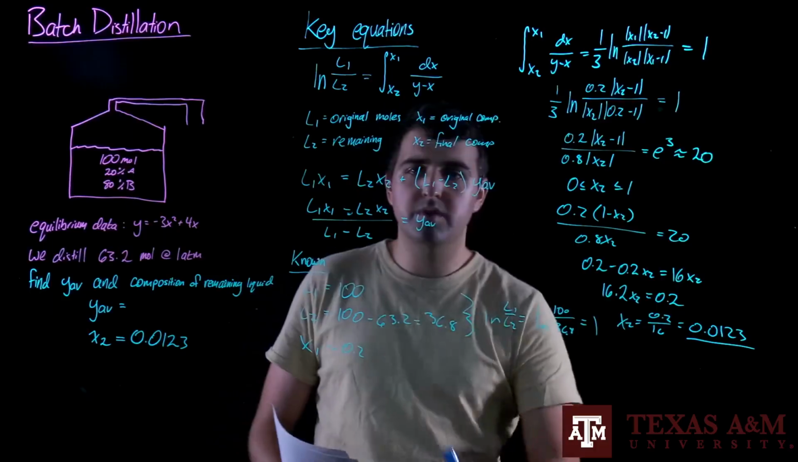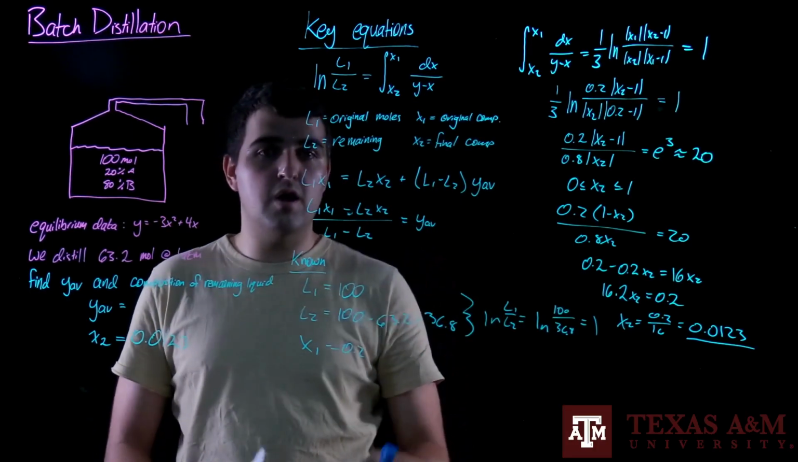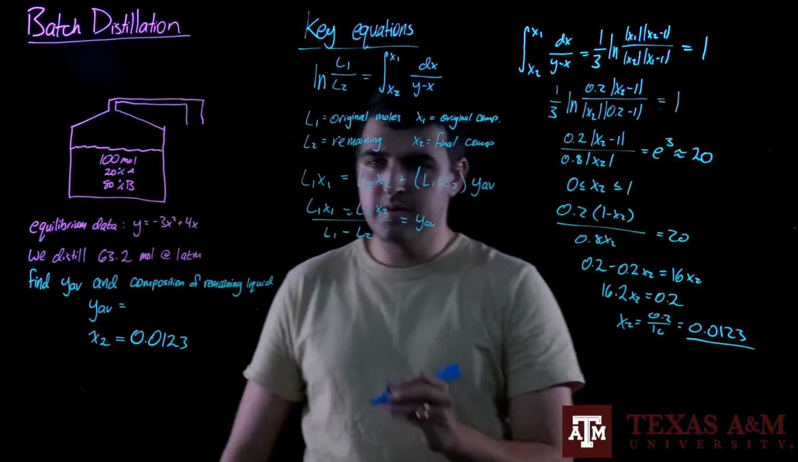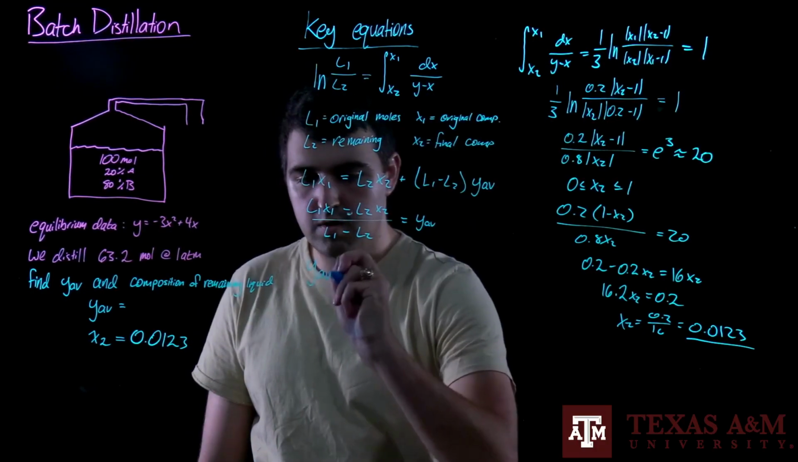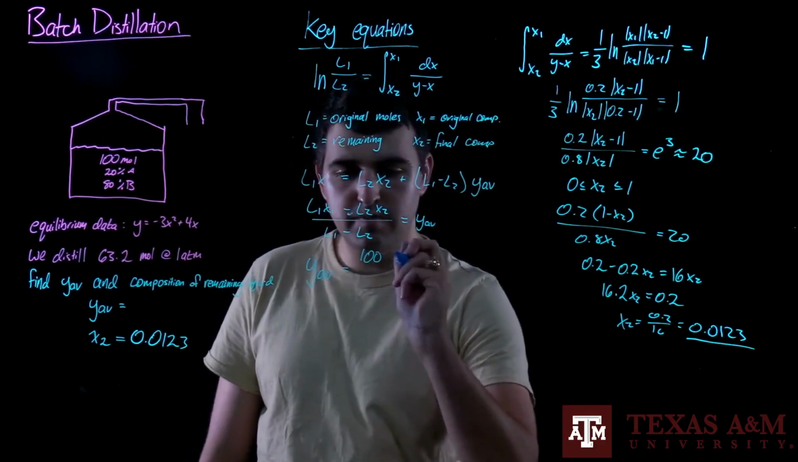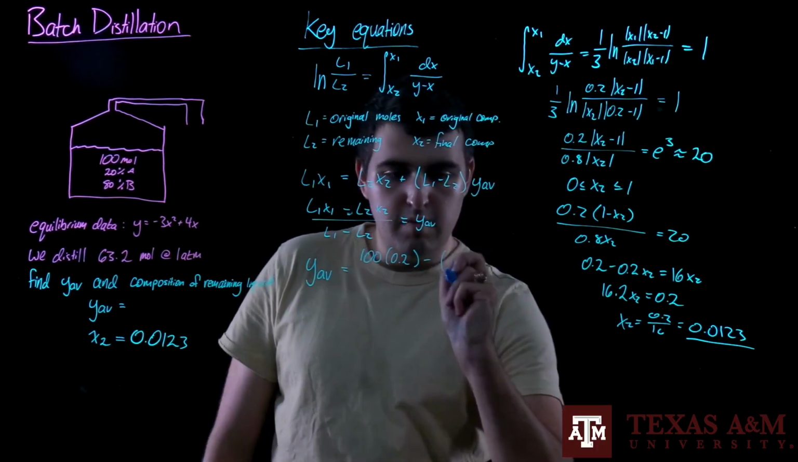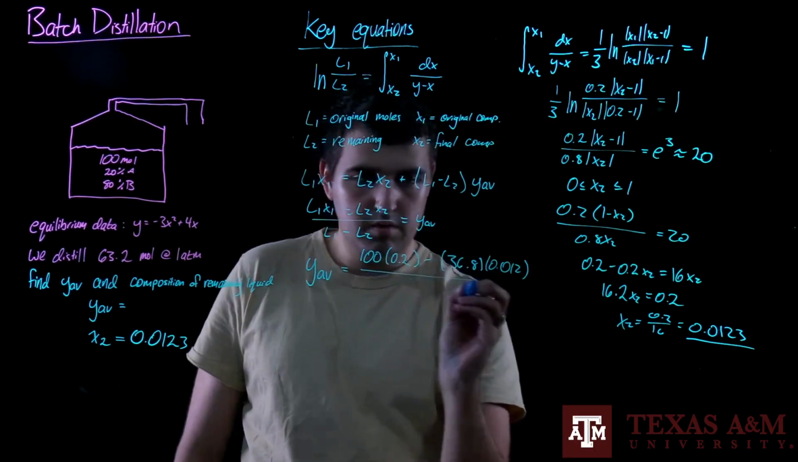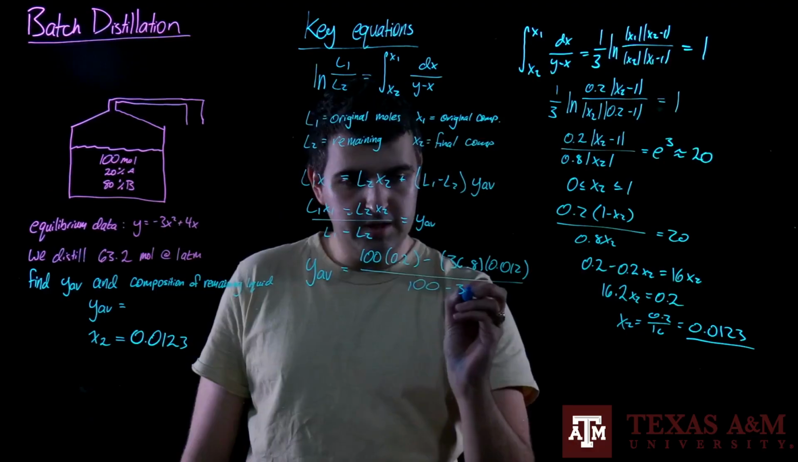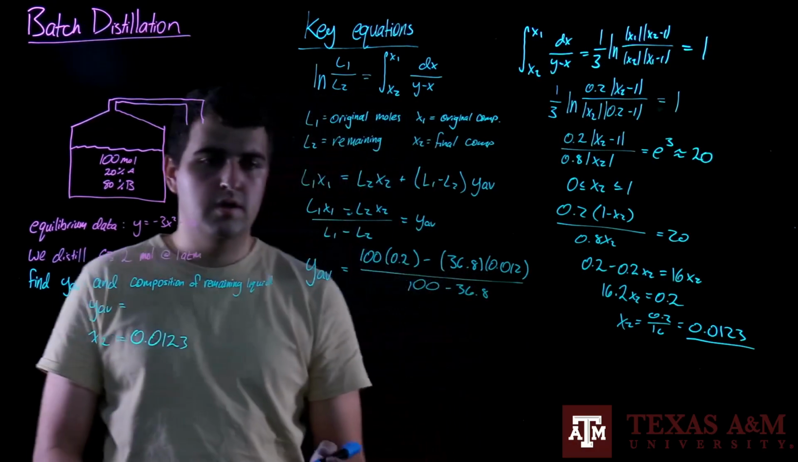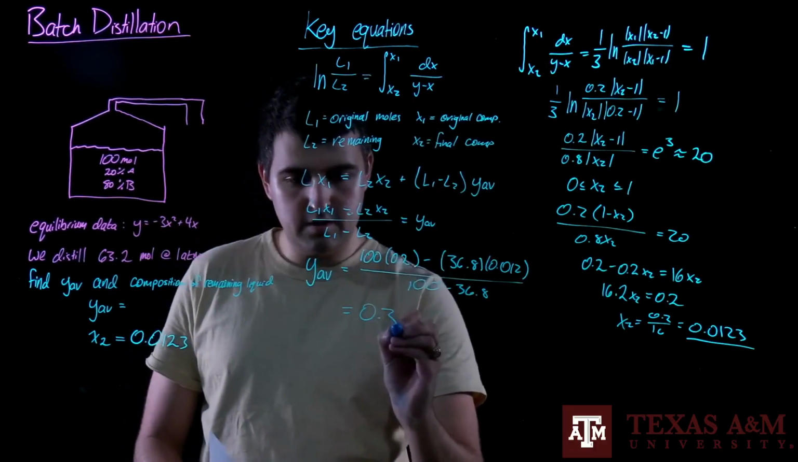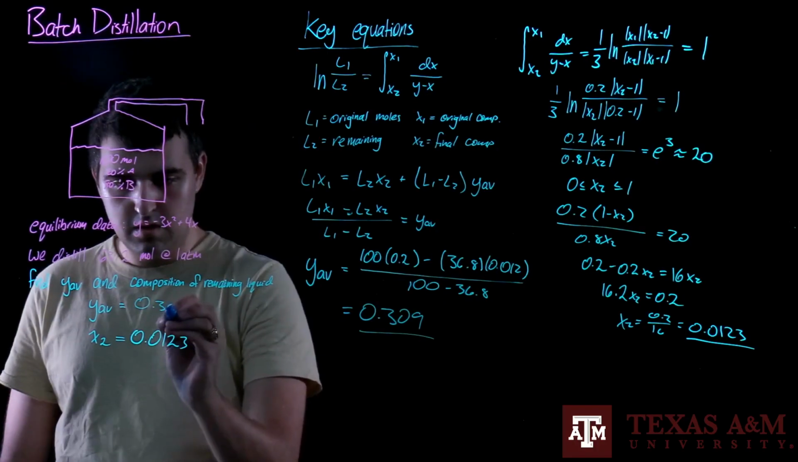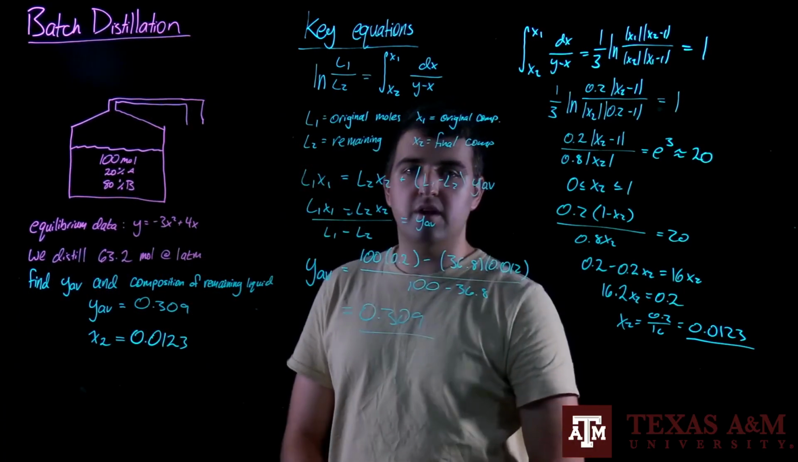The next thing we need to do is use this equation to solve for our y average. So we can plug in all of our values now that we know them, and we get y average is equal to 100 times 0.2 minus 36.8 times 0.012 over 100 minus 36.8. And we evaluate this as 0.309. Plugging this in here. And that's everything that we needed to solve for here.